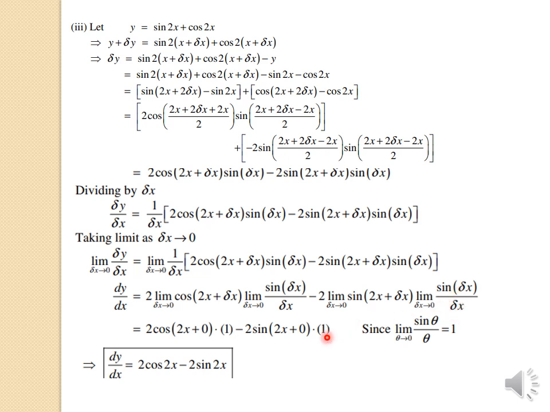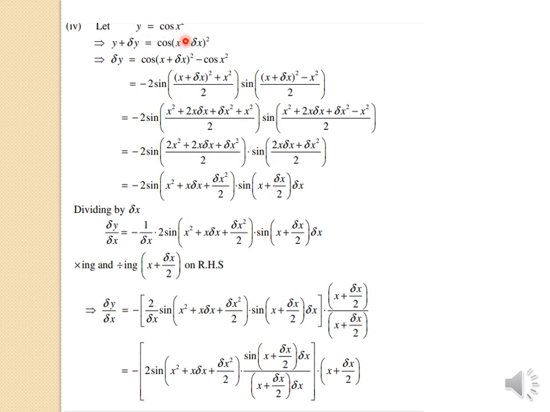then this whole term becomes 1 because it is the identity: the limit as theta approaches 0 of sin theta upon theta equals 1. So 2x remains the same and delta x equals 0, and this whole term is equal to 1. So 2 cos 2x minus 2 sin 2x, this is the derivative of sin 2x plus cos 2x.